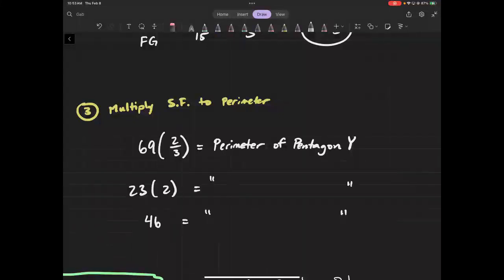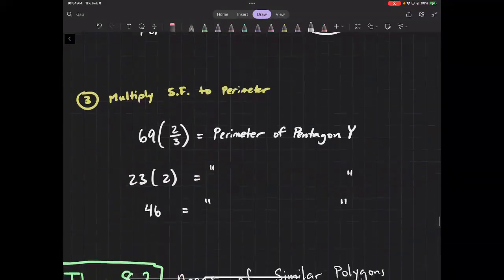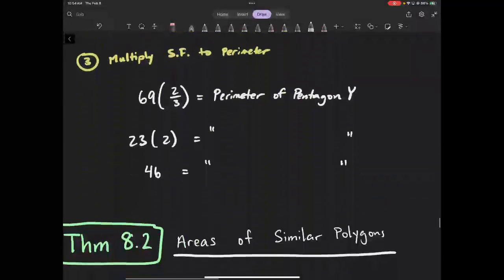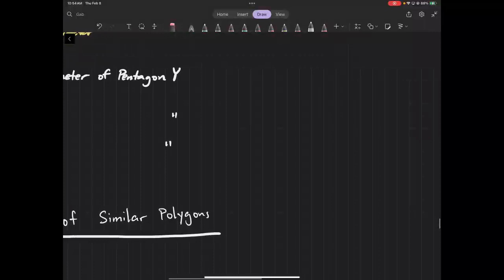Okay. You need to check something. You need to check to see if the ratio matches, right? So you have the two perimeters now, yes? You found the perimeter of pentagon Y. You found the perimeter of pentagon Z. You gotta divide them. Okay, so check.